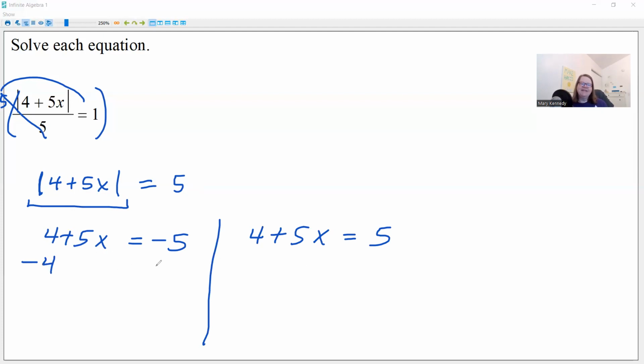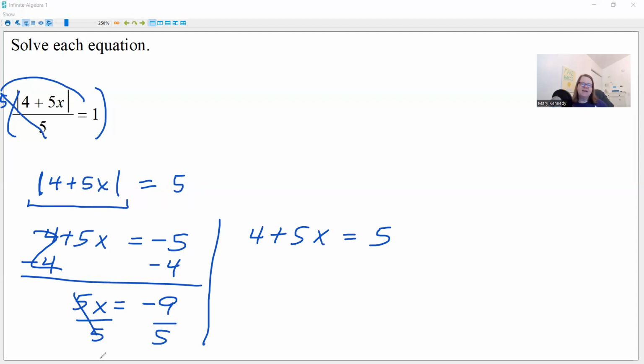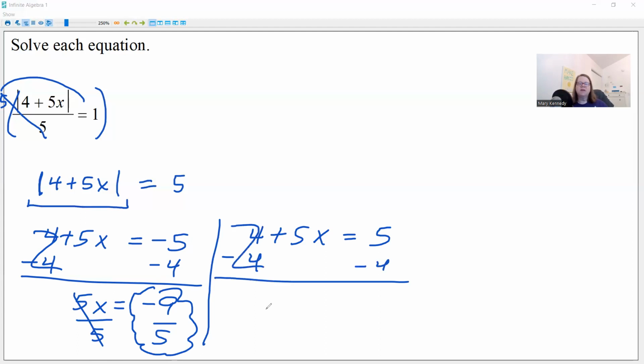We're going to do the solving now. So we're going to subtract 4 and get negative 9 and divide by 5 on both sides. And we get negative 9/5. So that's one of our answers. And we would leave it just as a fraction, just like that. And then over here, we'll subtract 4. 4 minus 4 is 0. 5x equals 1. We divide by whatever is in front of x, which is the 5. And so we have 1/5. So those are our two solutions.